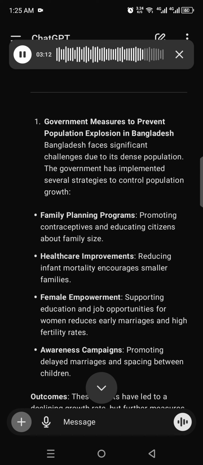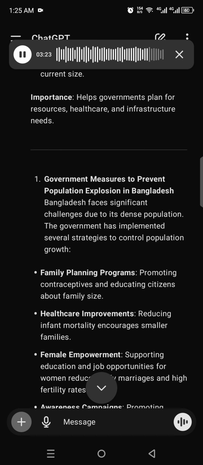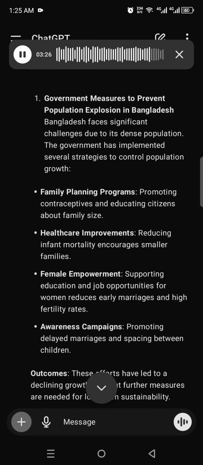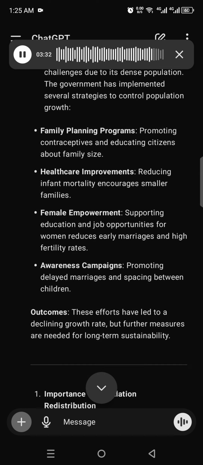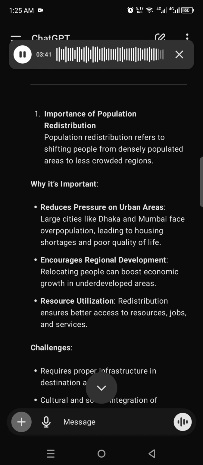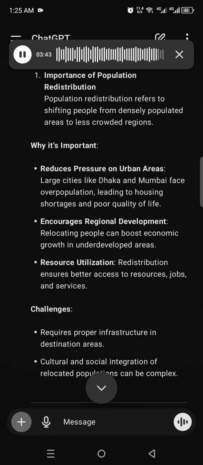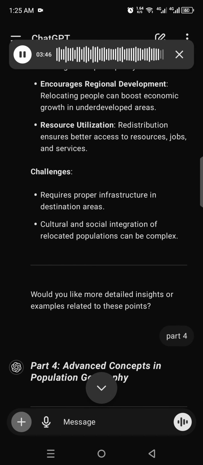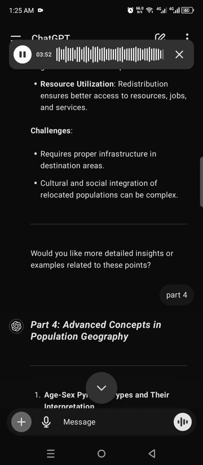15. Importance of population redistribution. Population redistribution refers to shifting people from densely populated areas to less crowded regions. Why it's important. Reduces pressure on urban areas. Large cities like Dhaka and Mumbai face overpopulation, leading to housing shortages and poor quality of life. Encourages regional development. Relocating people can boost economic growth in underdeveloped areas. Resource utilization. Redistribution ensures better access to resources, jobs, and services. Challenges. Requires proper infrastructure in destination areas. Cultural and social integration of relocated populations can be complex.